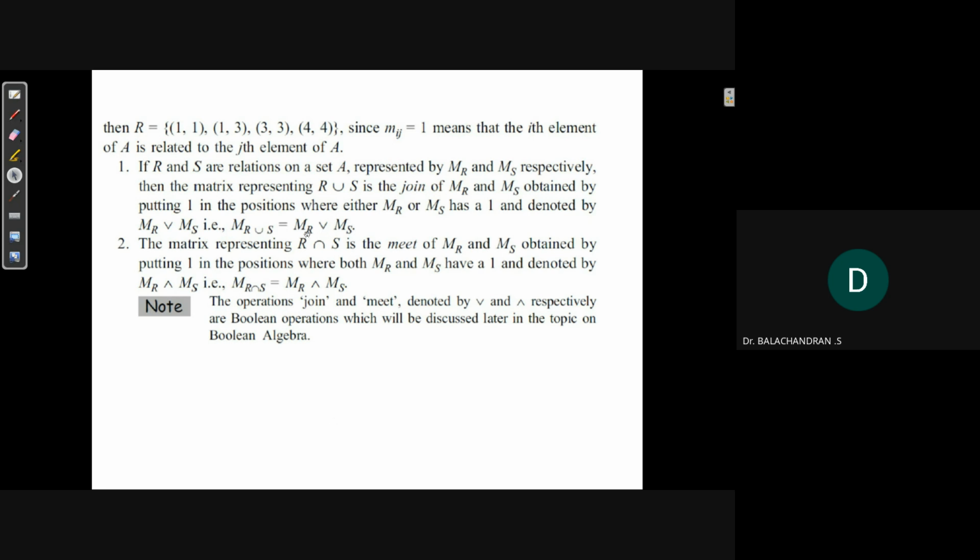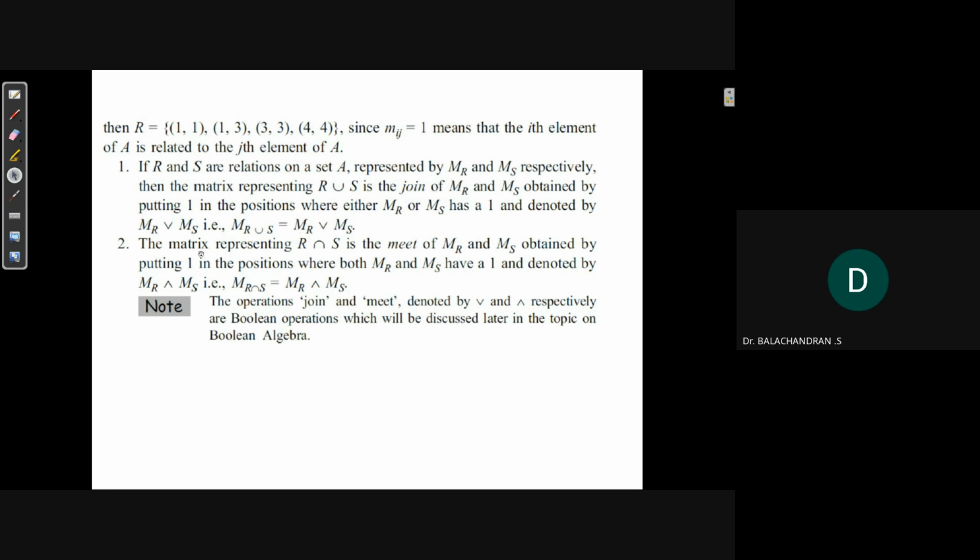So in MR join MS, the entry is 1 if either MR has 1 or MS has 1. It is 0 only if both places have 0. Suppose 1 and 1, the result is 1; 1 and 0 is also 1; 0 and 1 is also 1.